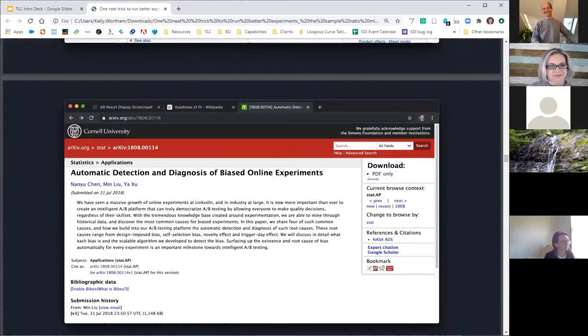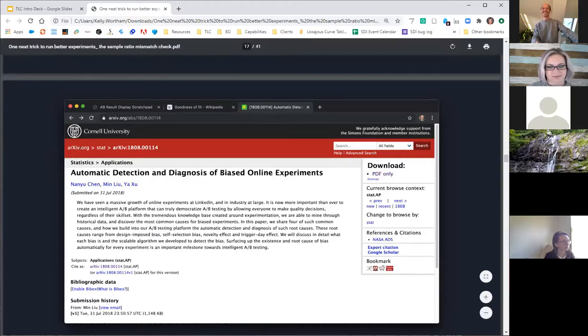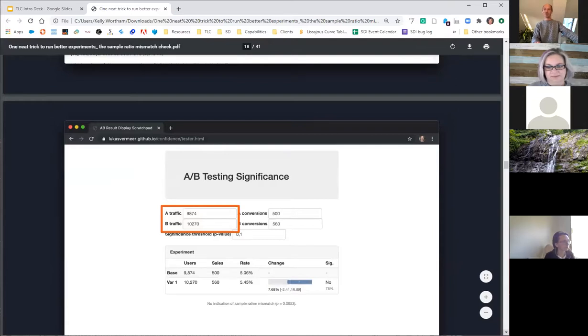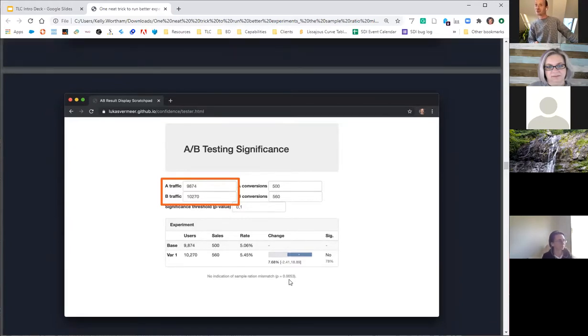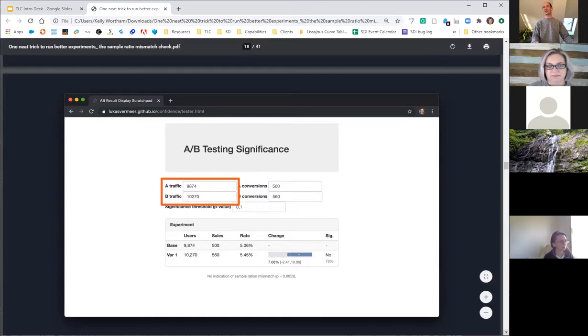So if you go forward, Kelly, to the next slide, you'll see that the proportion I showed you earlier of 9,874 versus 10,270 actually gives us a significant p-value. At the bottom, it says in very small numbers that there's no indication of sample ratio mismatch. P-value equals 0.0053. That's because I use a very high threshold to detect. If we were using, I don't know, 0.01, then it would actually detect.